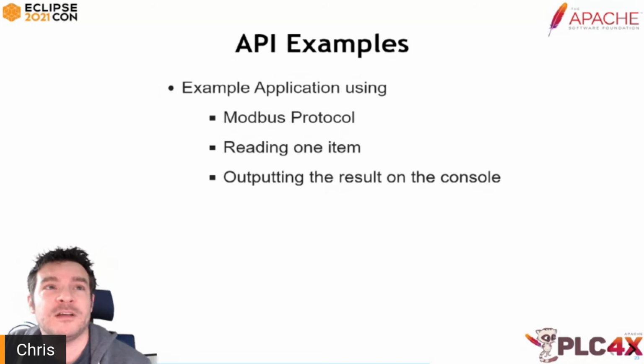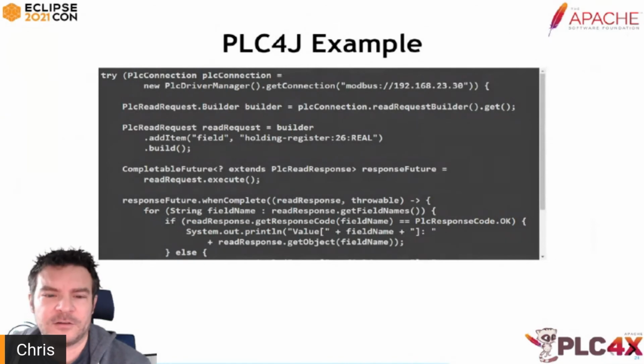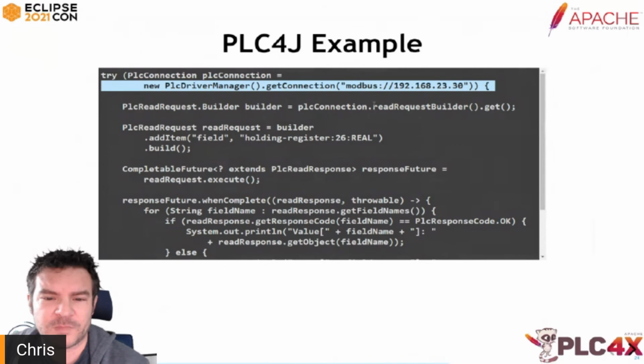For example, this will be a Modbus application using the Modbus protocol, reading one item and outputting that on the console. In Java, it looks like this. At the beginning, we get a connection. Here we specify we want to connect to this device using the Modbus protocol. So we'll get a Modbus connection.